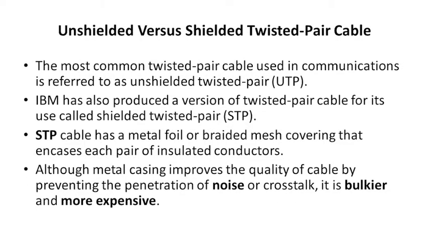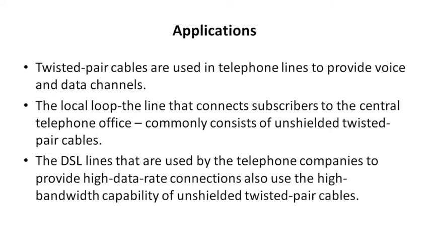Unshielded versus shielded twisted pair. The most common twisted pair cable used in communication is referred to as unshielded twisted pair, UTP. IBM has also produced a version of twisted pair cable for its users called shielded twisted pair, STP. STP cable has a metal foil and braided mesh covering that encases each pair of insulated conductors. Although the metal casing improves the quality of cable by preventing the penetration of noise or crosstalk, it is bulkier and more expensive.